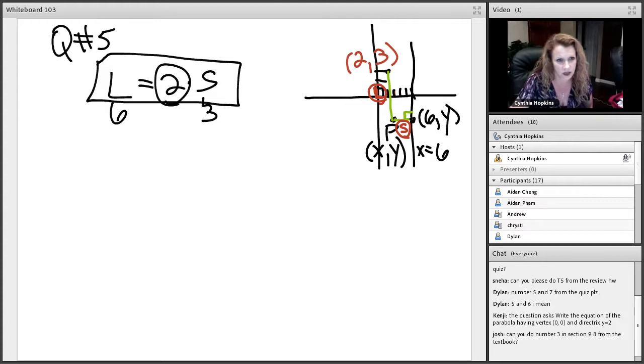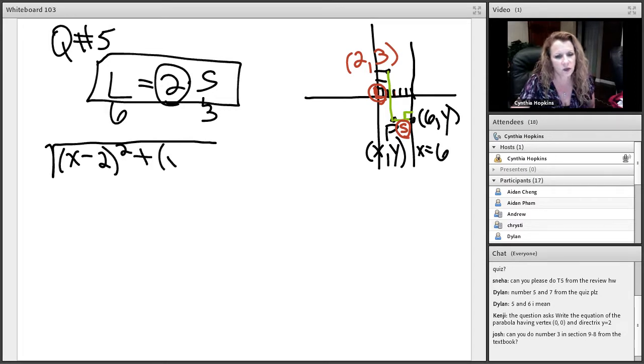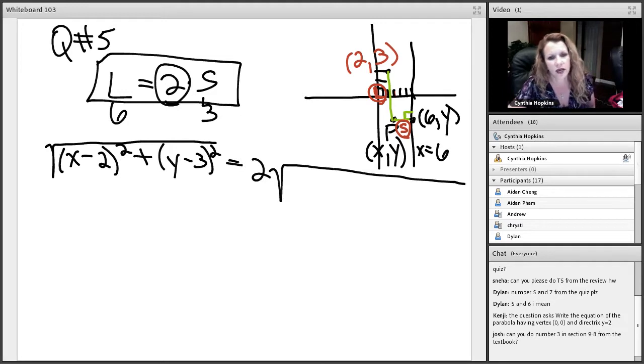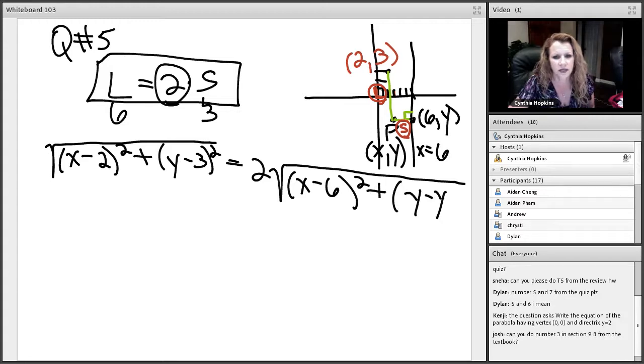All right, so the distance formula for L, I'm looking at the point 2, 3 and the point x y, and I'm going to do the difference of my x's, so the square root of x minus 2, the quantity squared, plus the difference of my y's, y minus 3, the quantity squared. So there's my L, equals 2 times the big square root, and now I'm going to do the distance of my short line segment, and so the difference of the x's is going to be x minus 6 squared, plus the difference of my y's is y minus y squared. Well, y minus y is 0, so I'm just going to cross that out right now.